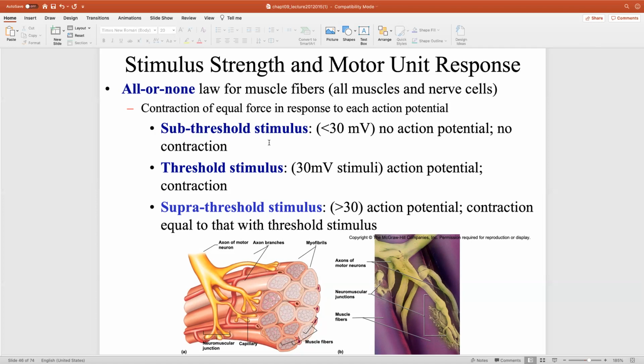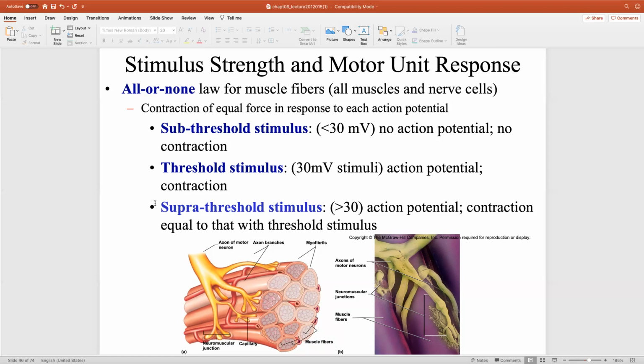So what happens if it's a 29 millivolt stimulus? You go from minus 85 to minus 56, right? Well, what happens then is nothing. No action potential on the skeletal muscle, no contraction. If you have just a threshold stimulus, right? It's just 30 millivolts. Then what happens? It's enough to have one action potential and one twitch contraction.